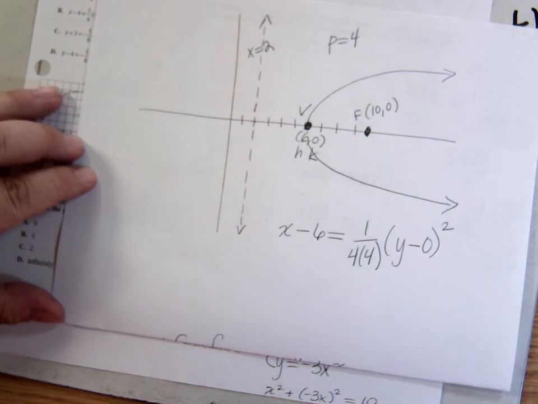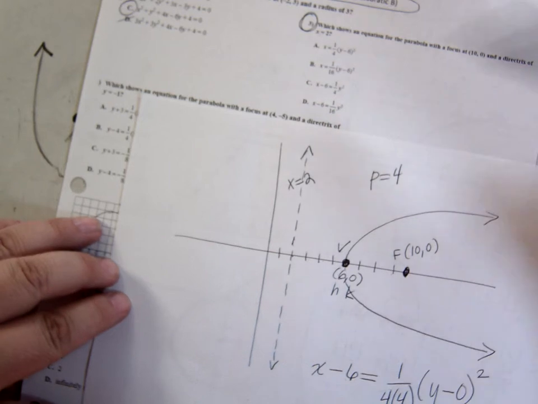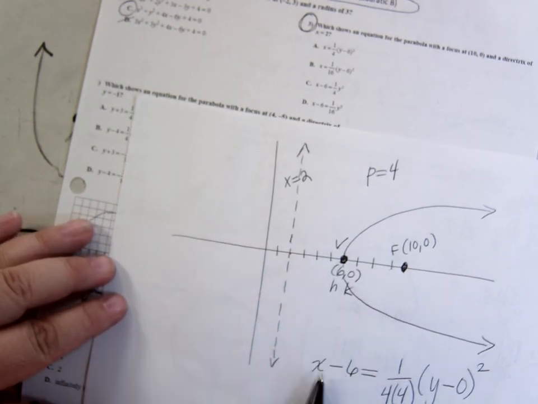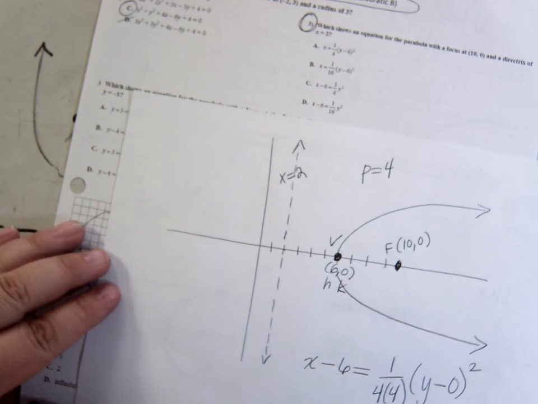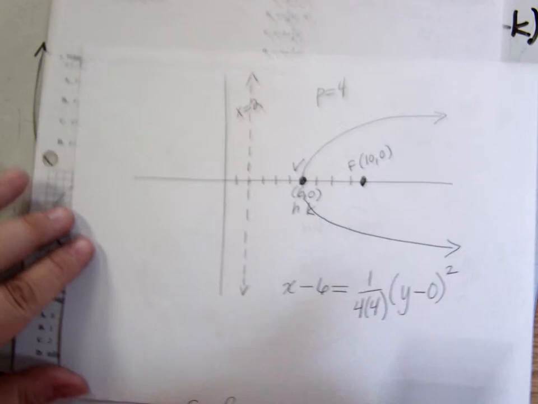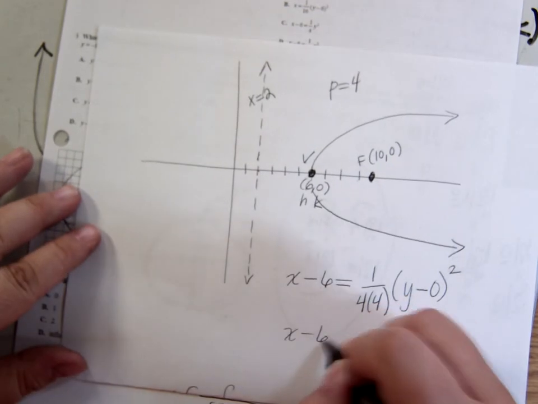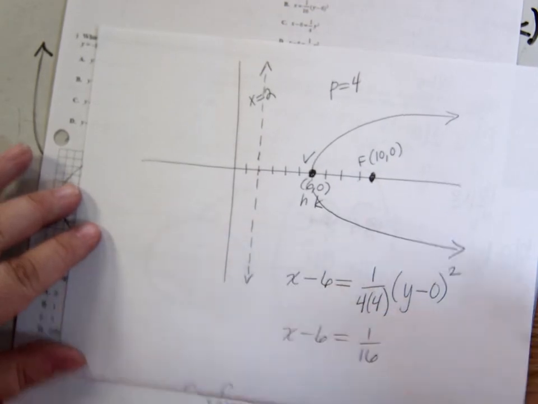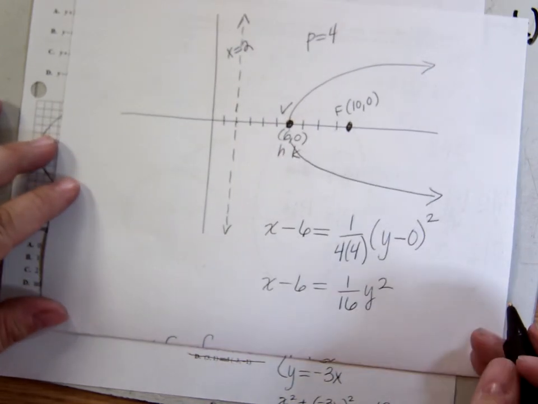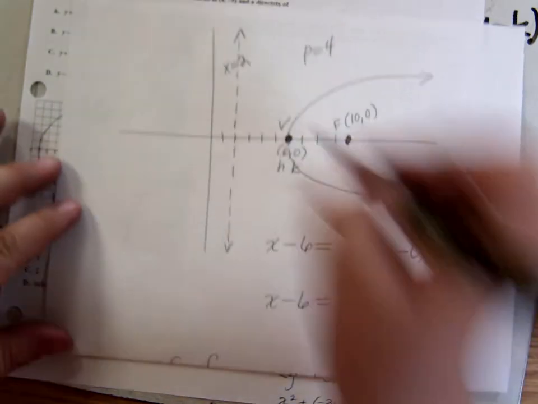Now, notice C and D start out the same way mine does. Keep in mind, it's possible that the 6 could be on the other side. So don't just immediately look and go, oh, that one looks like it's set up the same way. Okay? Work it out. It's not much to work out. It's just 1 over 16. And Y minus 0 squared is Y squared. And that looks identical to D. So my answer there is D.